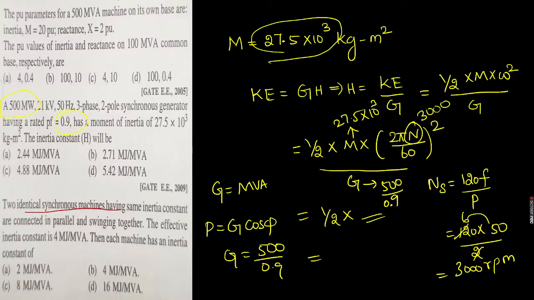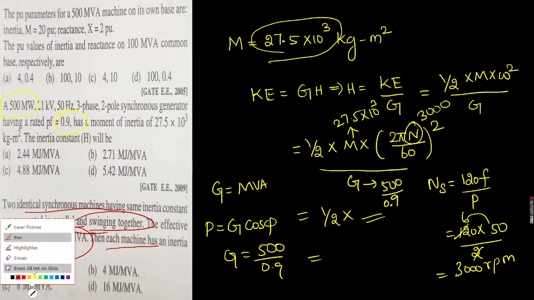Two identical synchronous machines having the same inertia constant are connected in parallel and swinging together. The effective inertia constant is M megajoules per MVA. Then each machine has the inertia constant of dash. It's a very beautiful question, and of course it is a very simple question also. Let me teach you how to calculate the inertia constant. Sorry, that is moment of inertia.